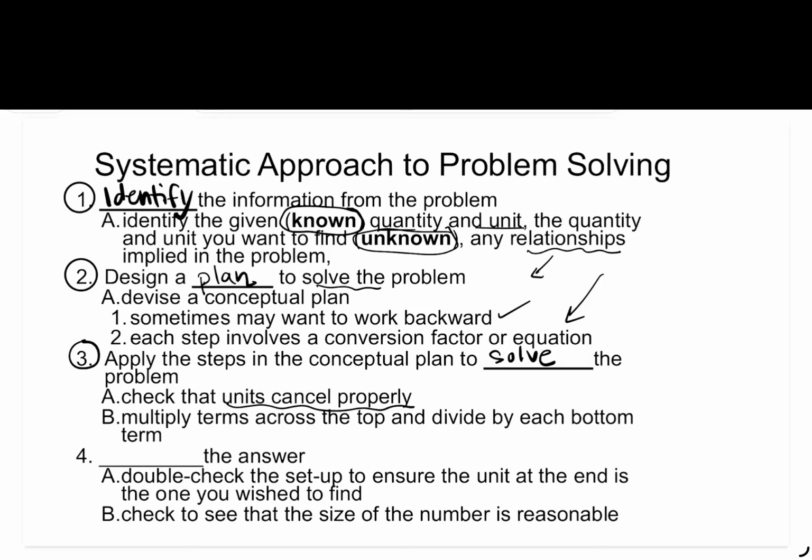And then in terms of how to do the math, you multiply across the top and divide by each bottom term. And in the TI-30X IIS, you can use parentheses or you can go step by step and hit enter in between each one. The final step is to check to see that the problem was solved correctly. So one, the unit at the end is what you wanted, and that the size of the number is reasonable, that it's not out of the scope of what you're solving.